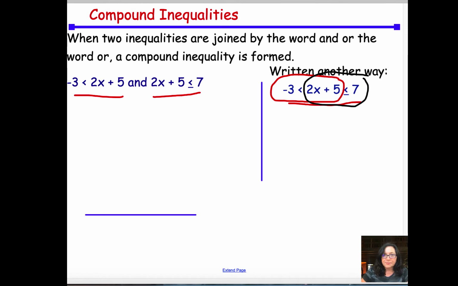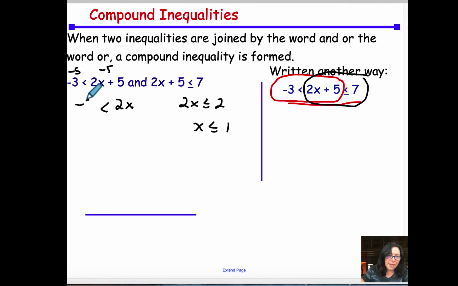Solving this, okay, let's get to doing that. I'm going to subtract 5 from both sides. I'm going to get 2x is less than or equal to 2, so x is less than or equal to 1. Then I'm going to subtract 5 again. I'm going to get 2x is greater than, if I subtract 5 from both sides, negative 8.